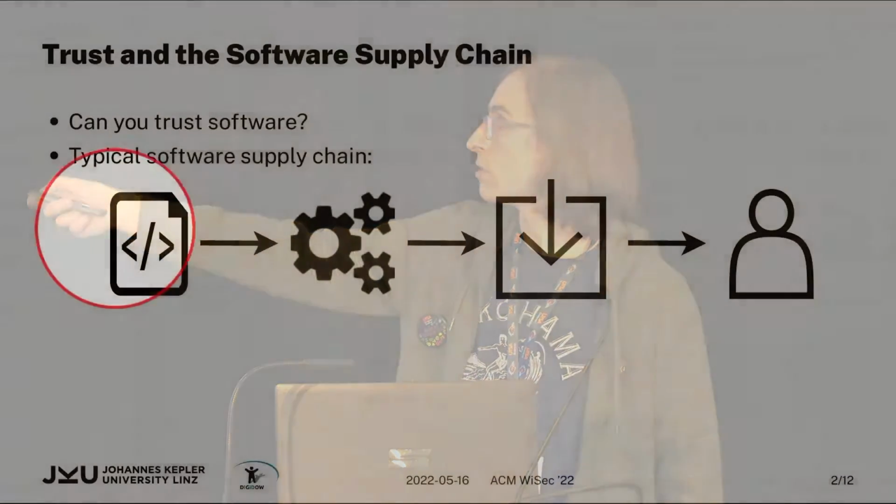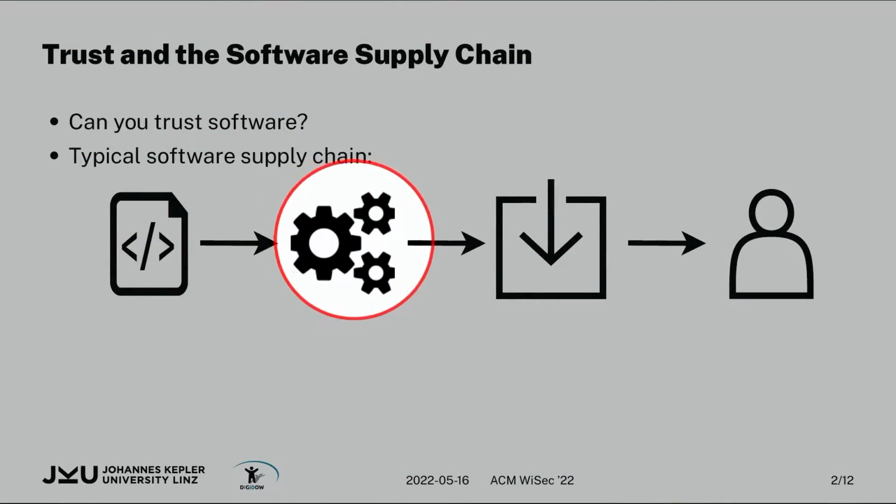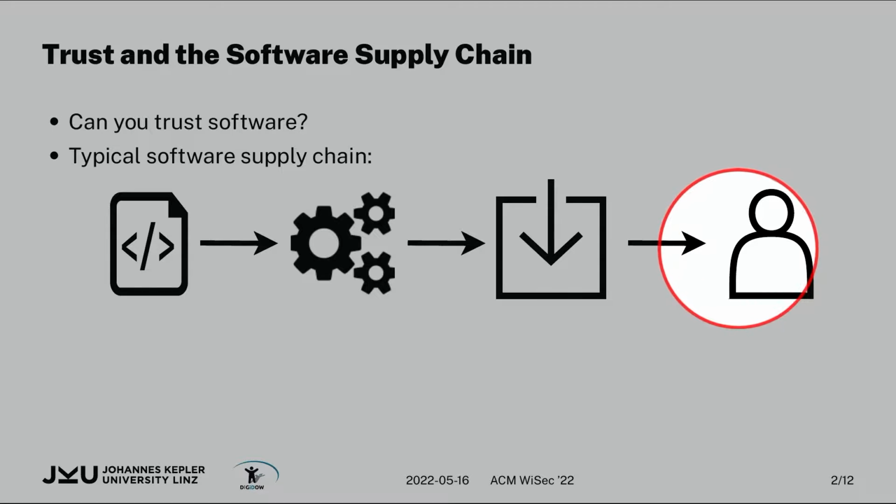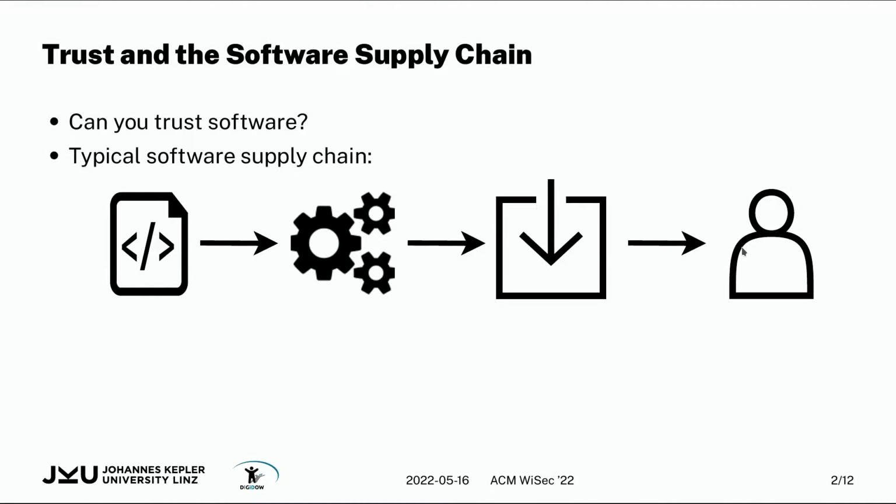So, to get us started, can you trust software? That's, of course, a big question. And in order to tackle that, we really need to look at the software supply chain. So I brought with me here a very simple software supply chain visualization where we start out over here with some source code, which we build. It is then distributed via some means or packaged up in some way, and finally arrives at the end user that actually runs the software.